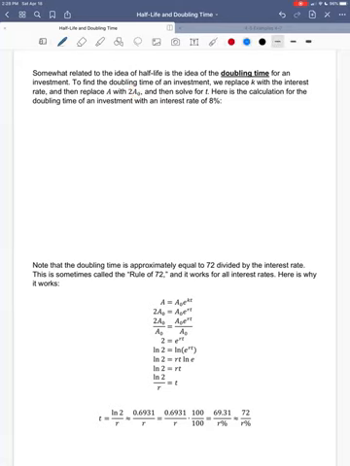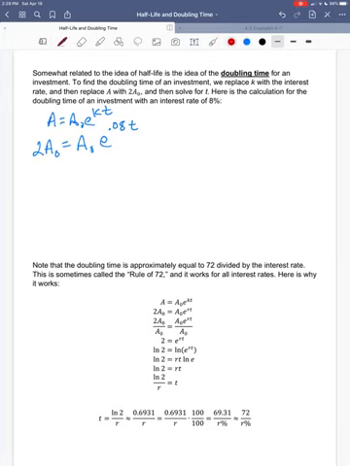So here's the calculation. My general model, A equals A sub 0 times e to the kt. I'm going to, like I said here, replace A with 2 times A0, and k is going to be replaced with the interest rate as a decimal. So instead of A, I'm going to put 2A0. That means I'm going to end up with twice the original amount. I'm starting with the original amount. My interest rate is 8%. I have to put that in as a decimal. And now I'm going to solve this.